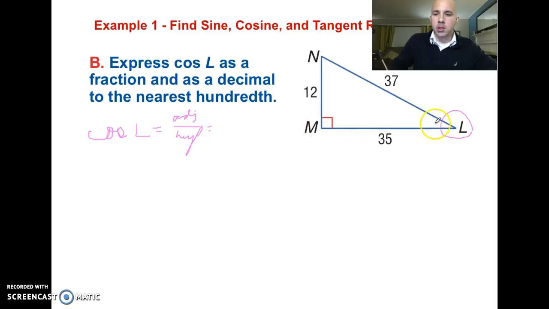And your adjacent here is going to be the side closest to you. So this will be my adjacent. And across from the right angle is going to be your hypotenuse.